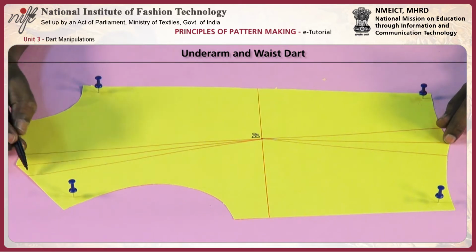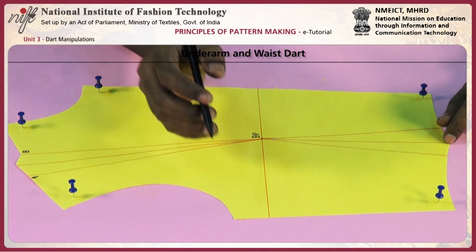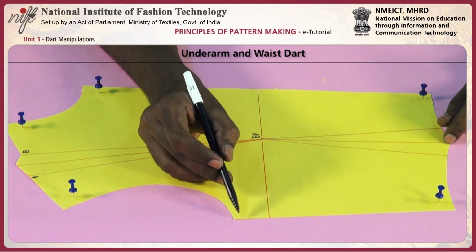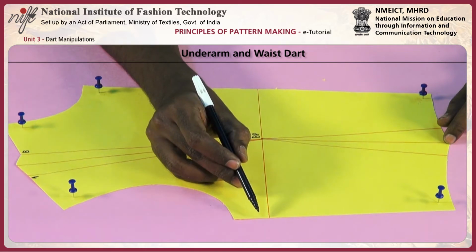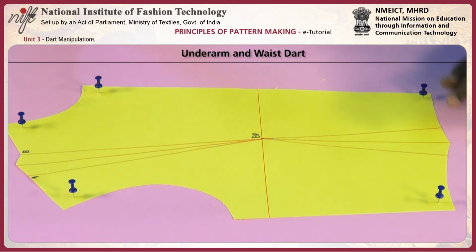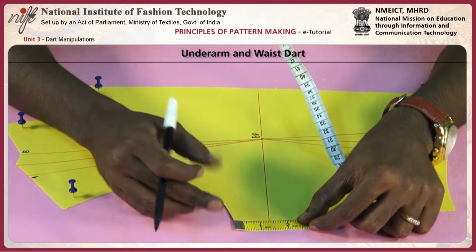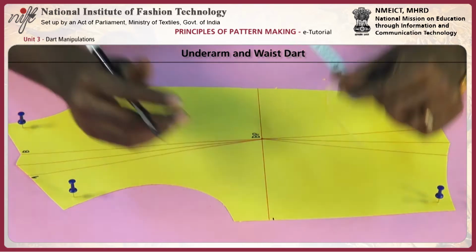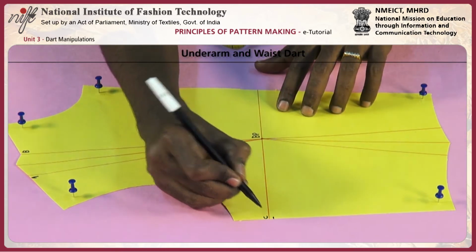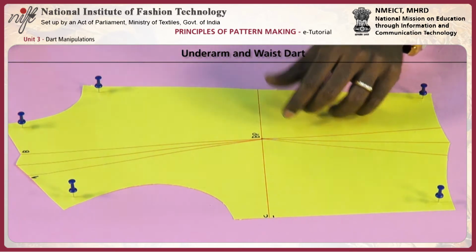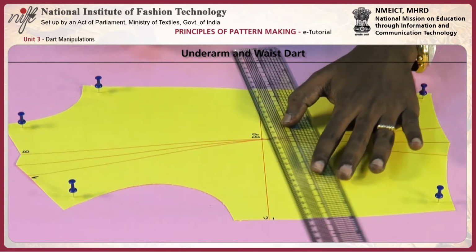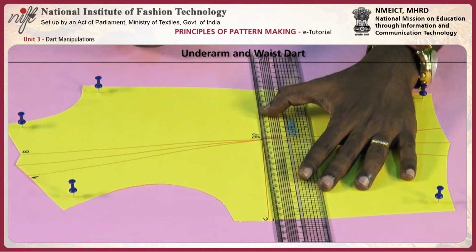First, mark A and B in the shoulder dot. Mark the underarm position from the side seam where the dot is required and mark C. Now I am marking 1.5 inch from the side seam and I am marking C. Now draw a line from C to bust point.